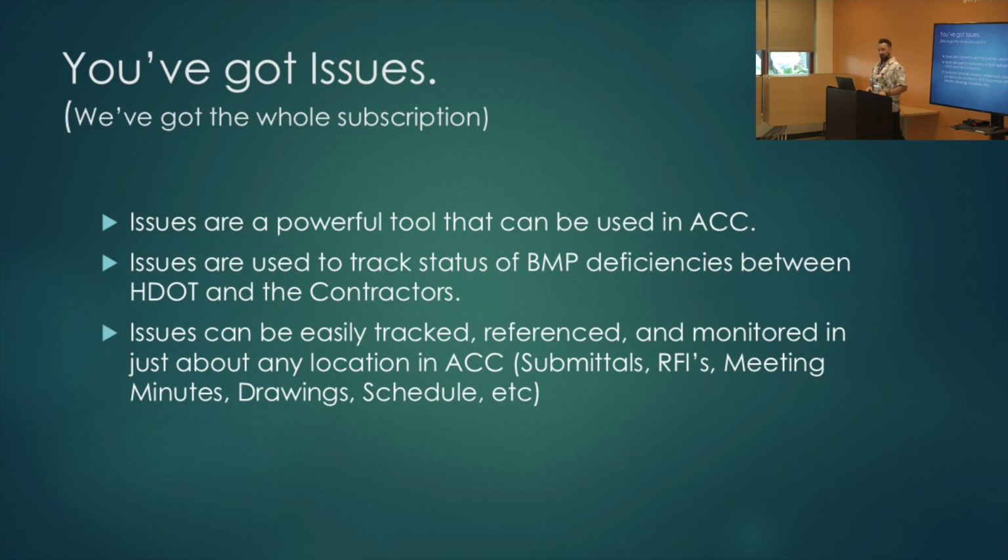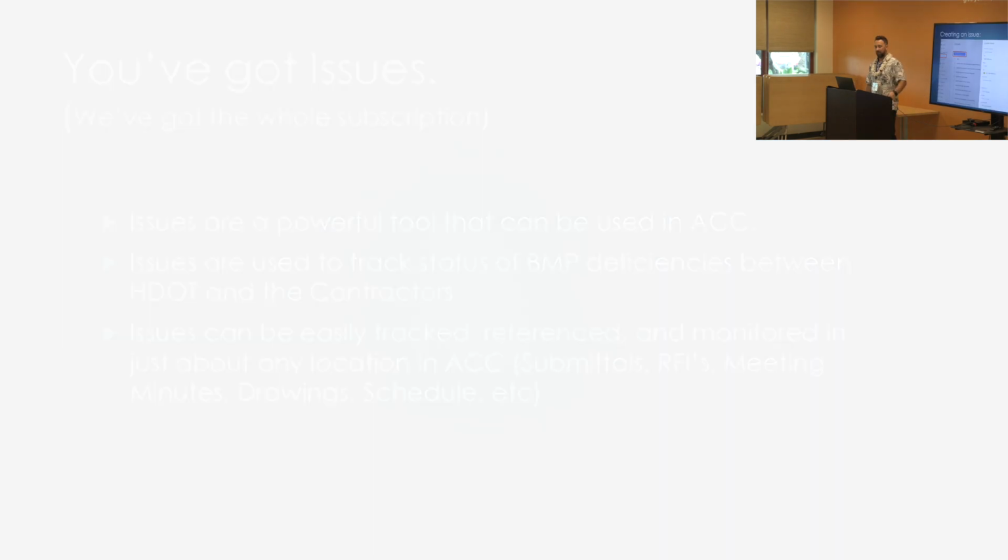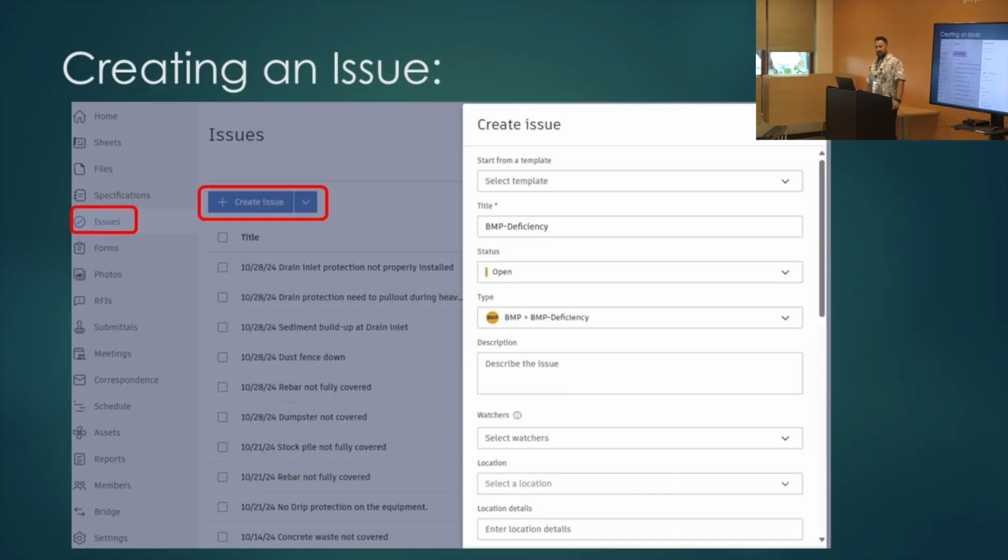But I just wanted to go into this a little bit. And again, the issues can be really easily tracked, referenced, and monitored in just about any location in ACC. So you can link issues all over the place, and you don't have to just use it for BMPs. We use it for all things. Basically, any issue you come across on your project, you can tie it to that.